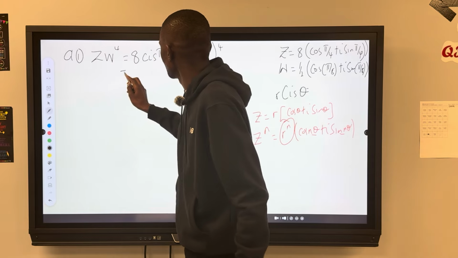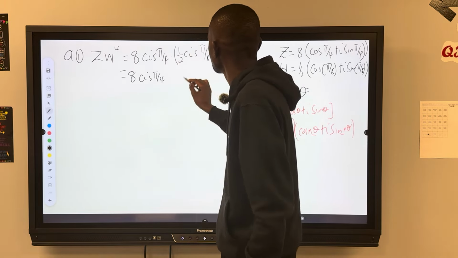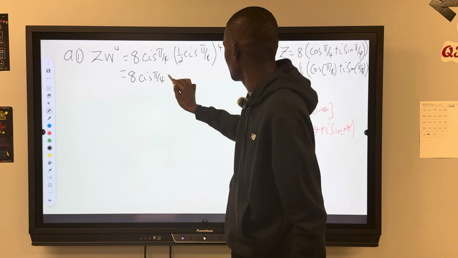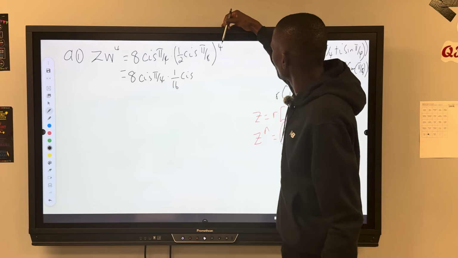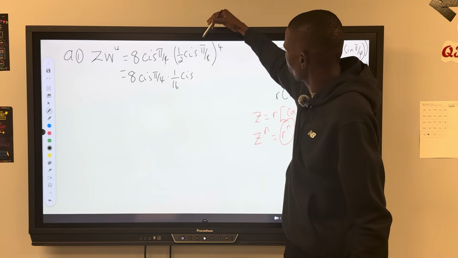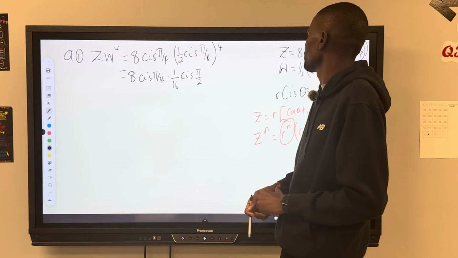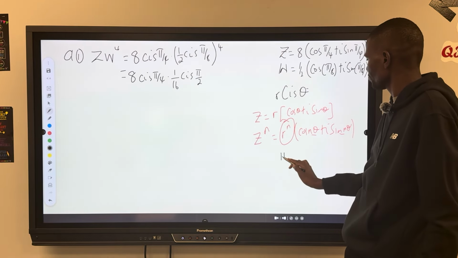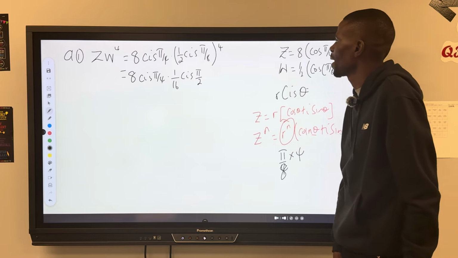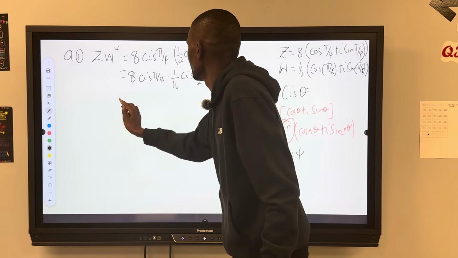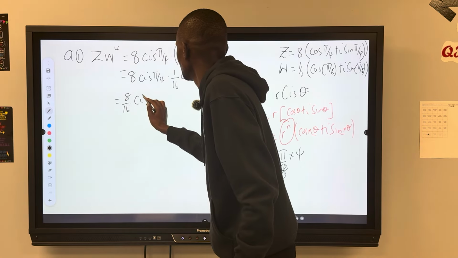It's going to be 8 cis pi over 4, then 1/2 to that power is 1 over 16, then cis. Here, this 4 is going to multiply the pi over 8, and we remain with pi over 2, because pi over 8 times 4 is just pi over 2. Then here, it will be 8 over 16, then cis.